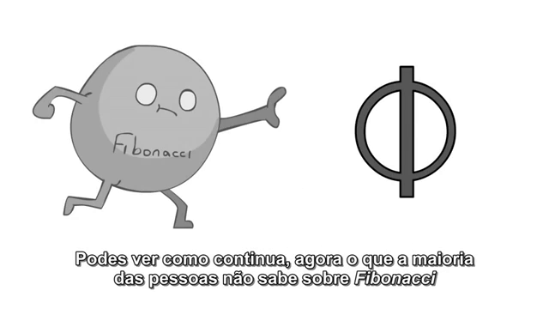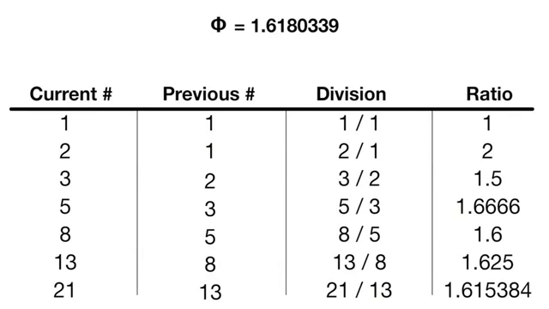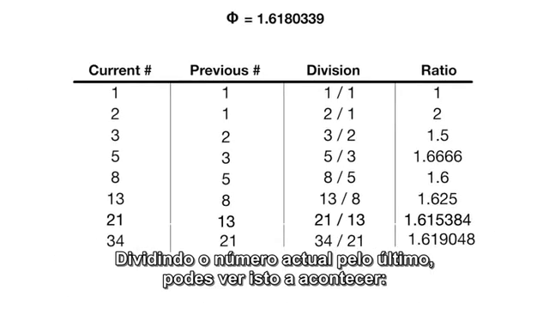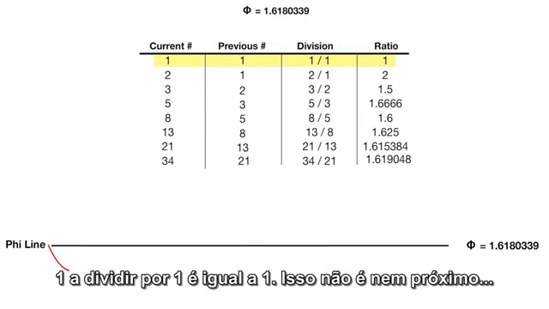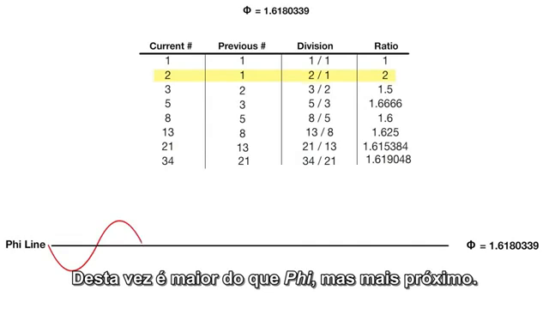Now, what most people don't know about Fibonacci is that it actually continually strives closer and closer to the Phi ratio. By dividing the current number into the last, you can see this happening. 1 into 1 is 1. Well, that's not close at all. 2 into 1 is 2. This time it's over Phi, but closer.